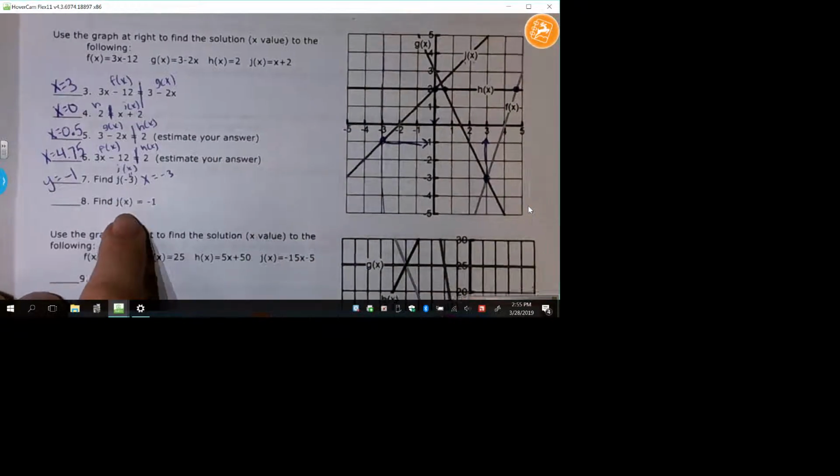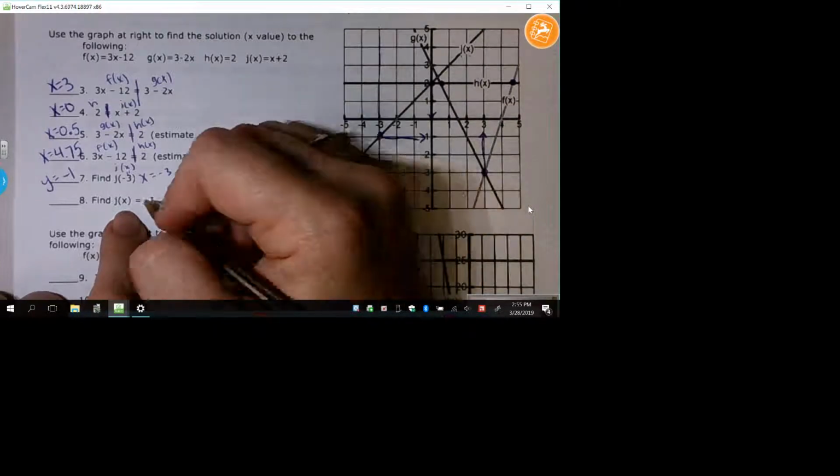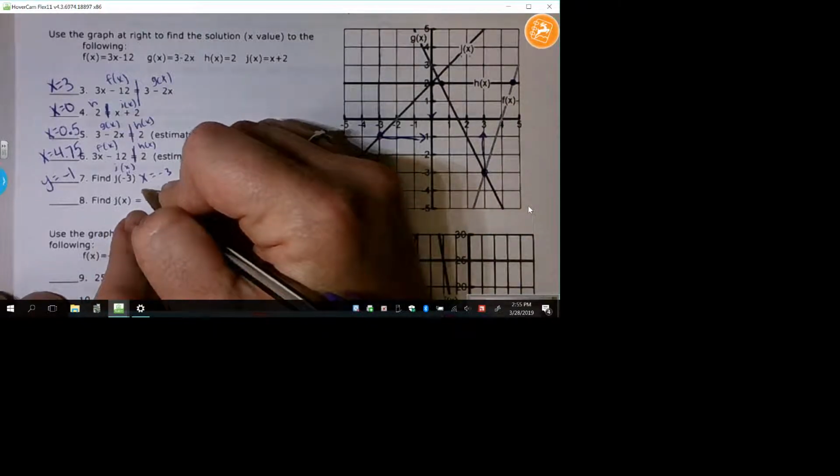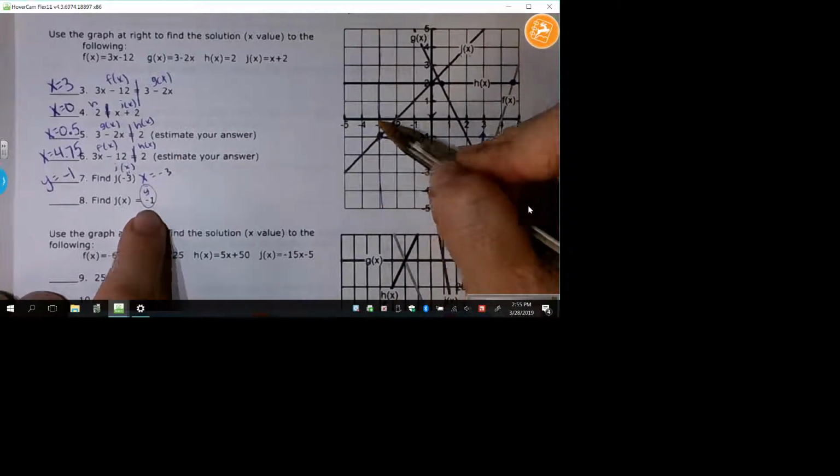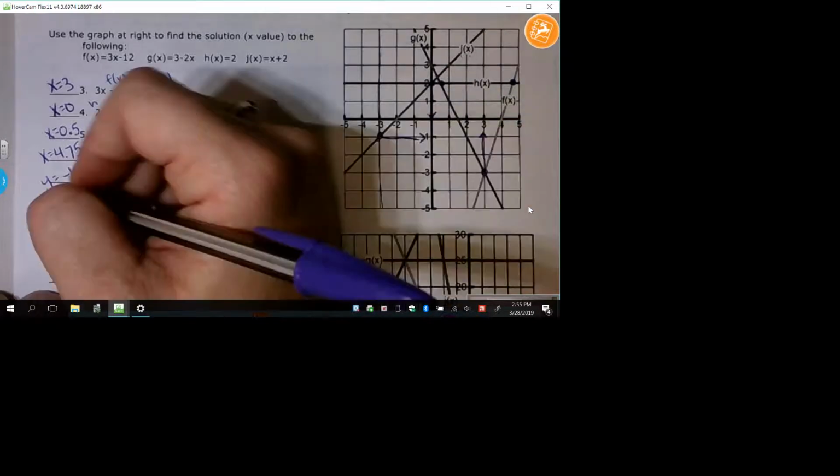Okay. Here, j of x equals negative 1, so that's saying y is negative 1. So y is negative 1 right here, which is just the opposite of number 7, so x is negative 3.